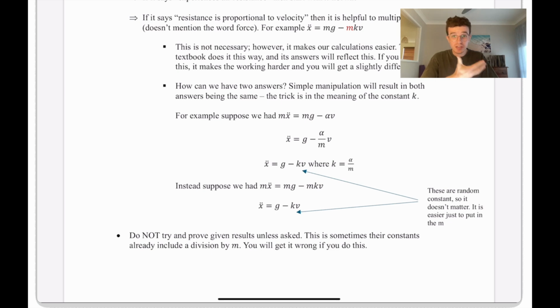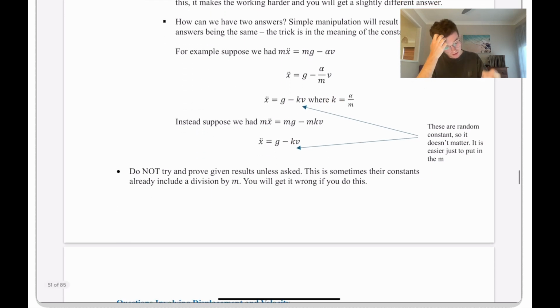Now you can do questions, and if you don't put the m there, you will get an answer that looks different. But when you actually analyze it, it's actually the same thing. Your constant k just means something different. On that, please, if they give you questions and they have already defined x double dot, do not prove them. Don't even try, because you will get the question wrong, and that's because the constant k that they've decided has already factored in the division by m, and if you try and prove it again, your constant k is going to be different.